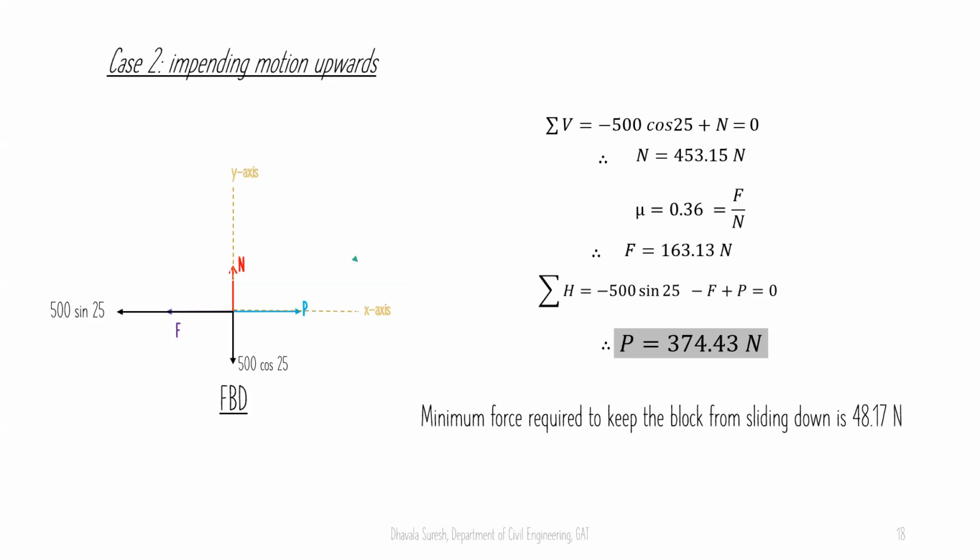upward direction. The minimum force required to keep the block from sliding down is 48.17, and the minimum force required to slide the block upwards is 374.43 newtons.